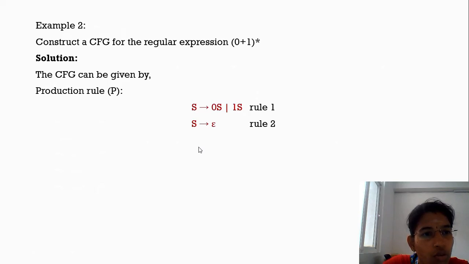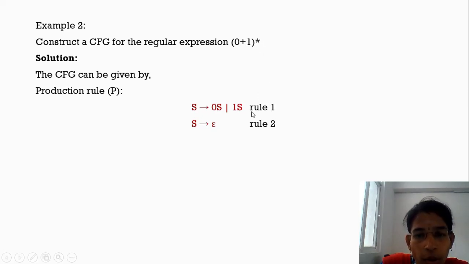In example number 2, we generate the regular expression (0+1)*. That means 0 or 1 repeated many times. In pushdown automata and finite automata, plus means nothing but the OR symbol. Both 0 or 1 can be repeated many times based on the closure property. The star means repeated many times.